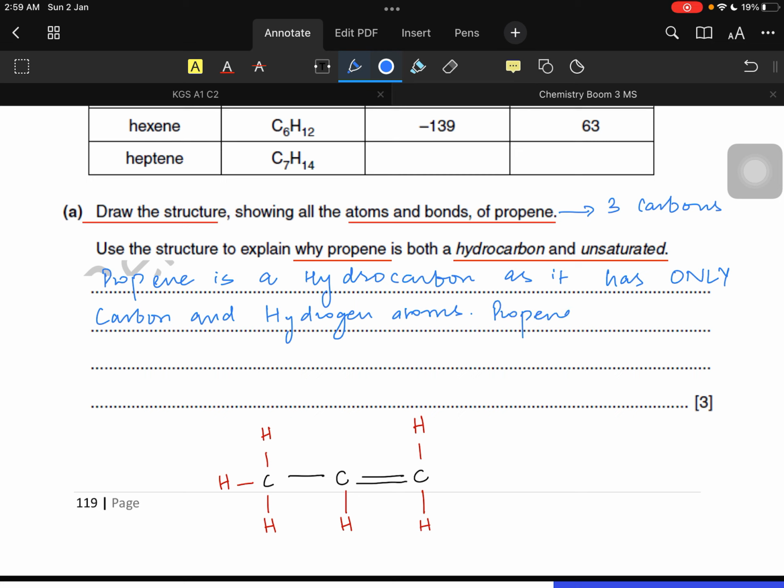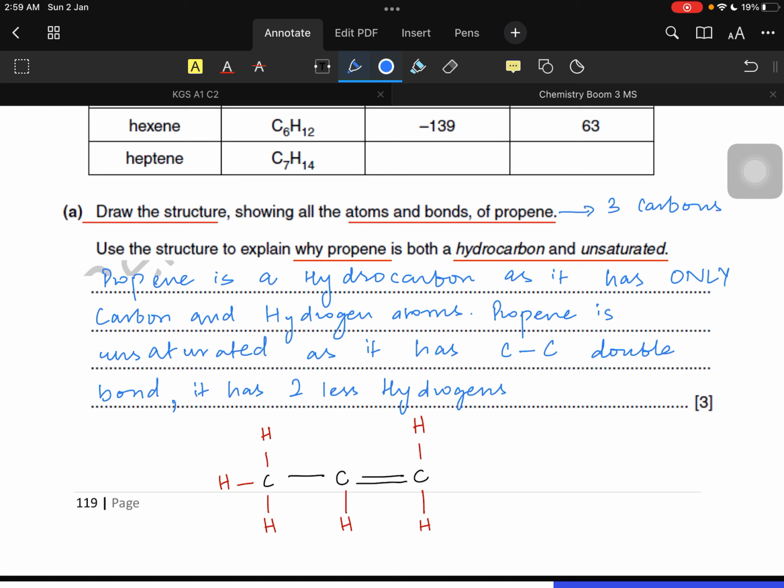Why is propene unsaturated? Because propene is unsaturated as it has a carbon-carbon double bond. You can add the details by saying it has 2 less hydrogens than a 3 carbon alkane. But that is extra detail, so your answer would be enough if you even said just this over here. That would be enough for us.